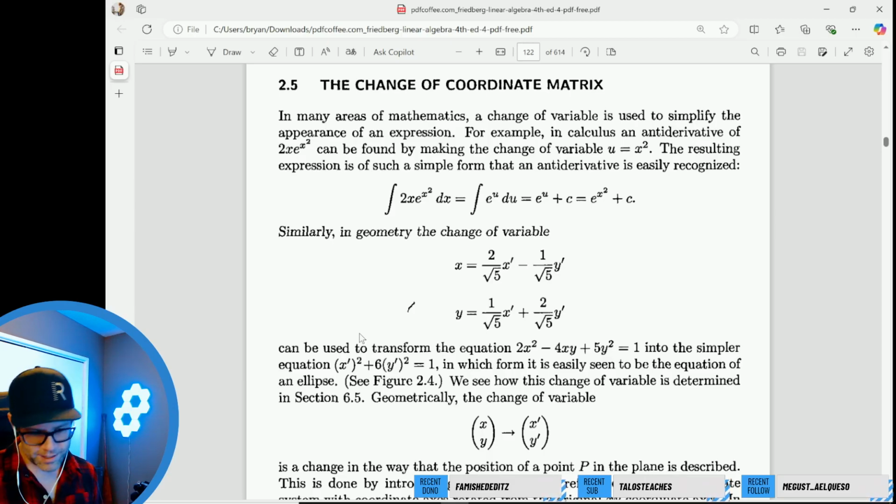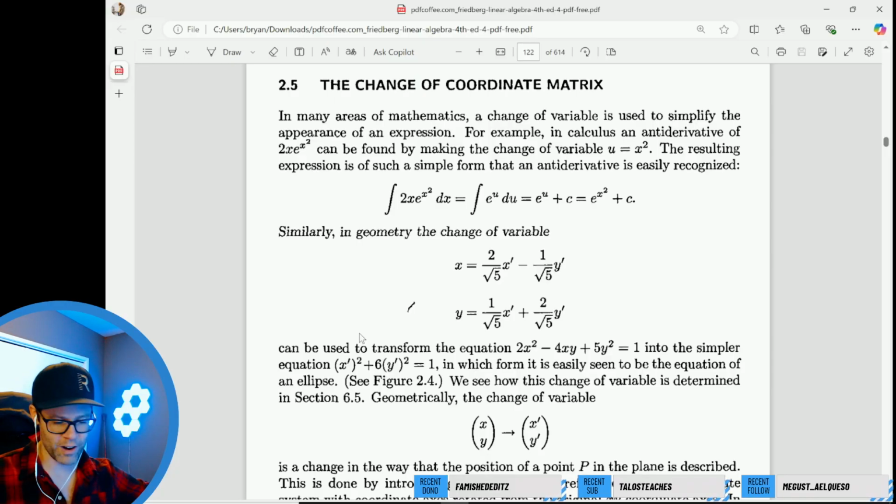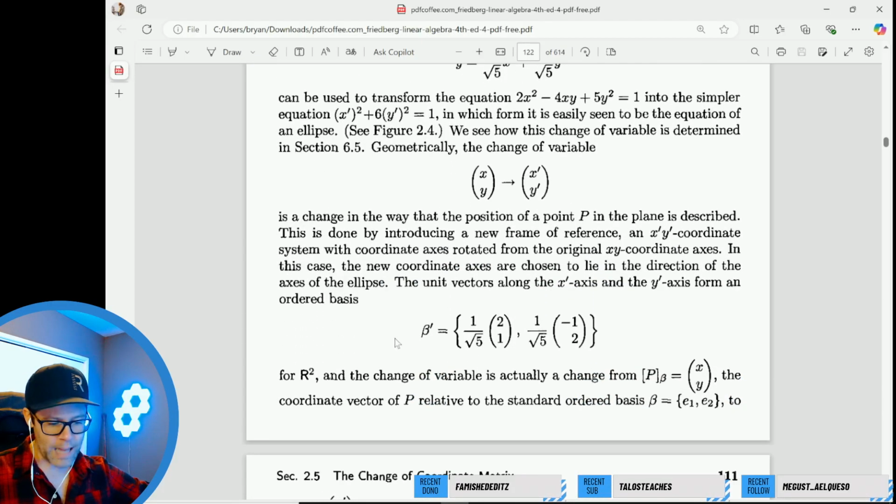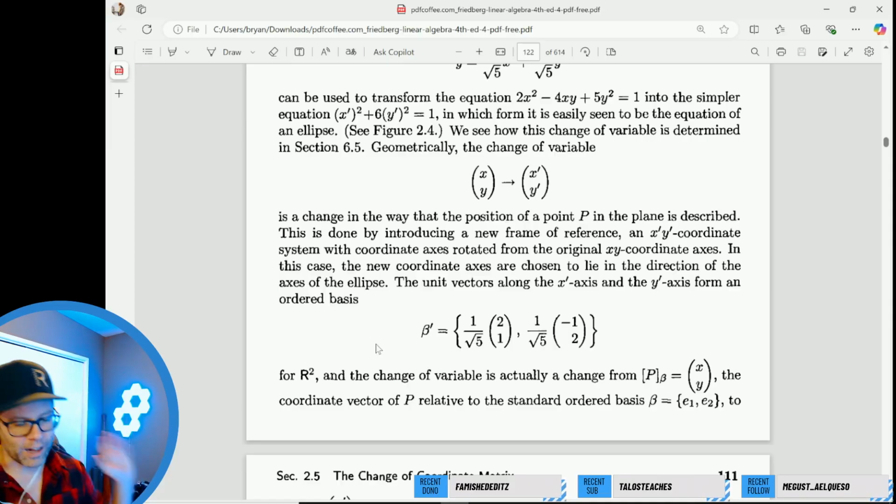So I was just reading this chapter, though I hadn't read it yet because I'm pretty familiar with the ideas and concepts behind change of basis. I think it's a really cute introduction. They talk about, okay, in calculus, we've seen change of variable to get the job done. In geometry, sometimes we use change of variable. And so the natural question is, okay, what does that mean for linear algebra?